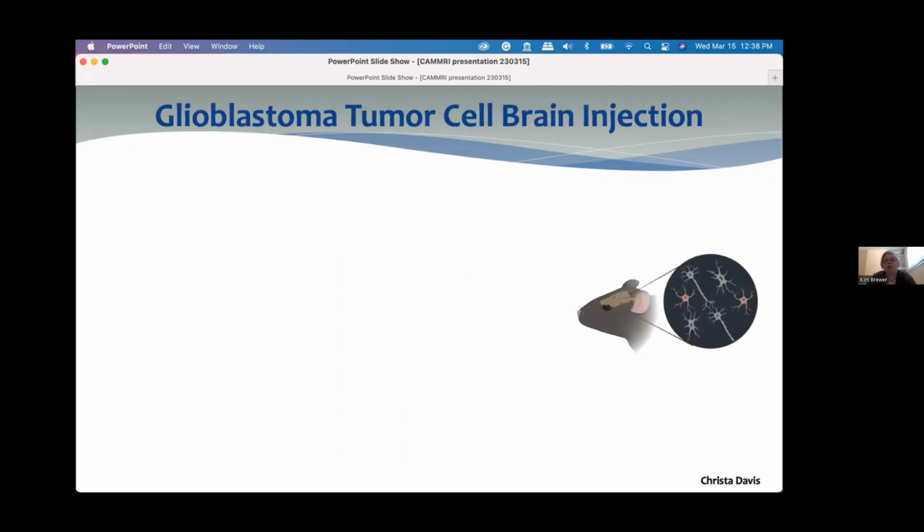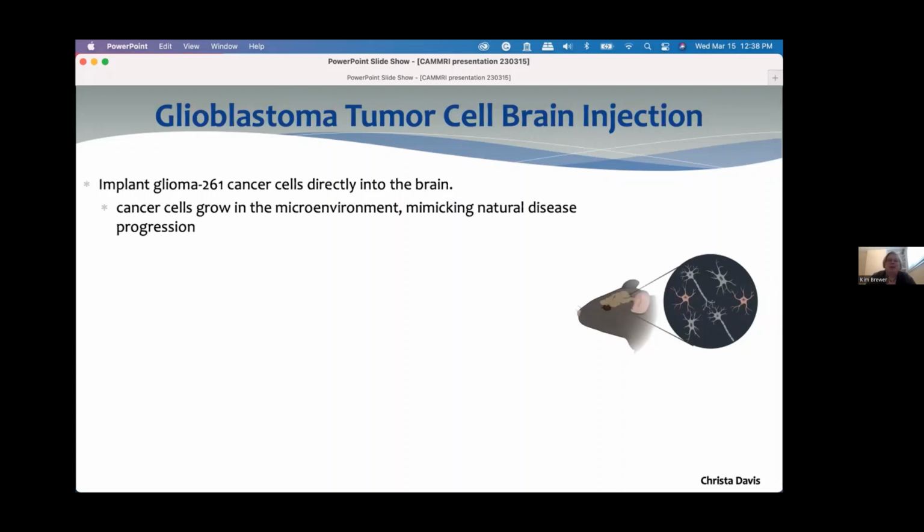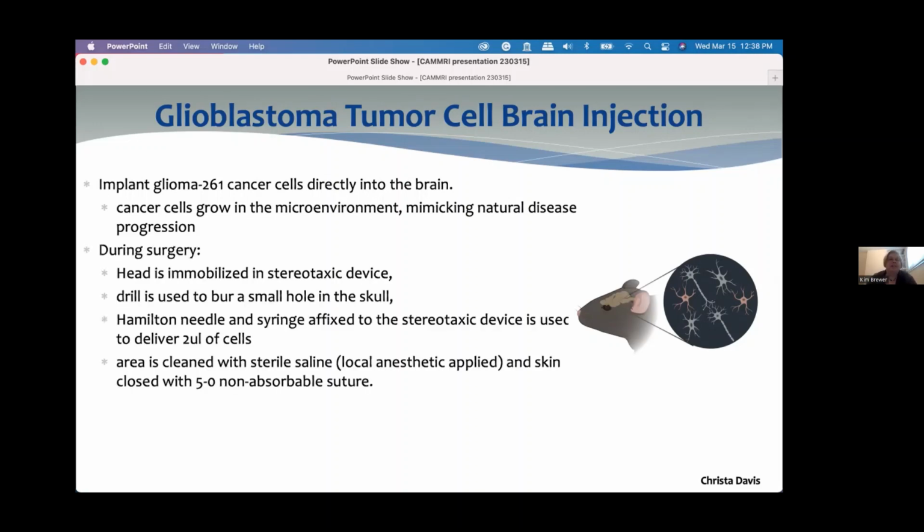So in our group, to do this, you have to do brain surgery. You have to implant these brain cancer cells. In our case, we used a glioma 261 model directly into the brain. They mimic the natural disease progression quite well, actually. The microenvironment looks very similar. You get that natural growth. It just happens on a much quicker time scale than in humans.